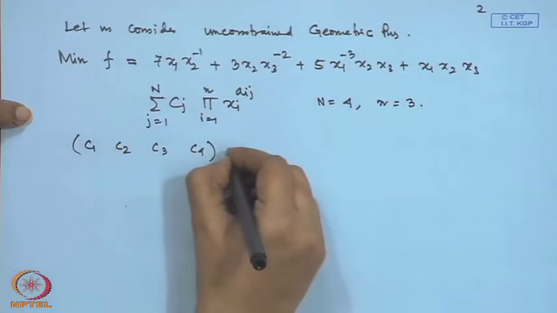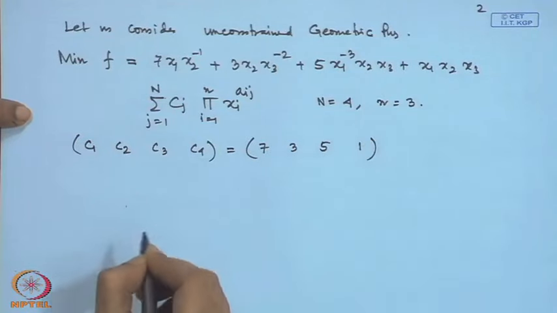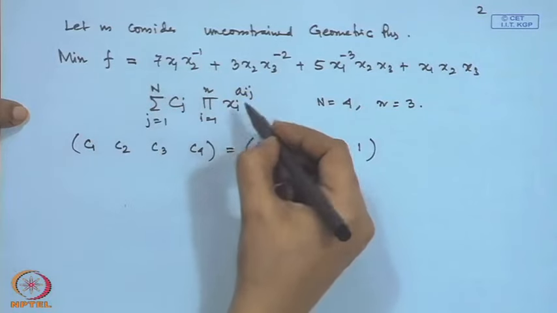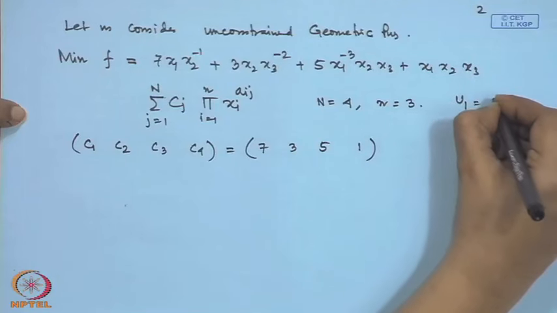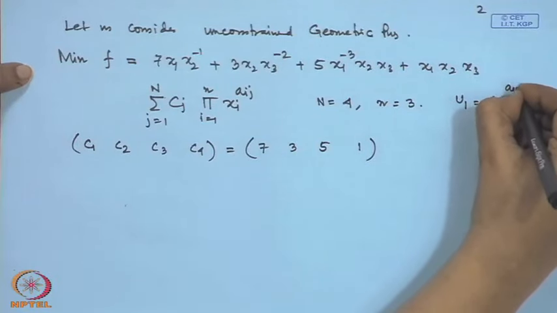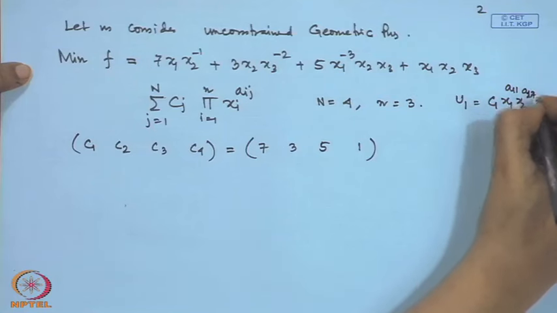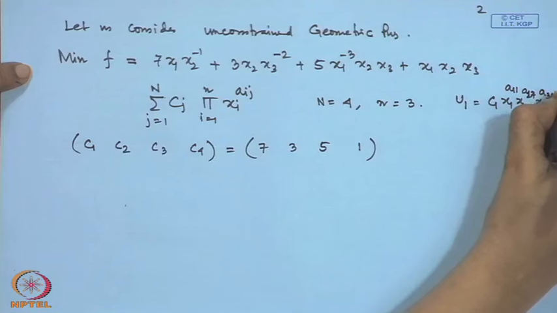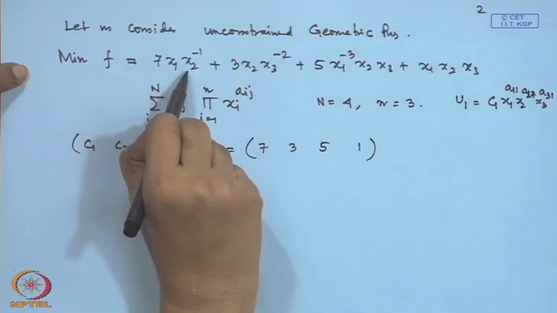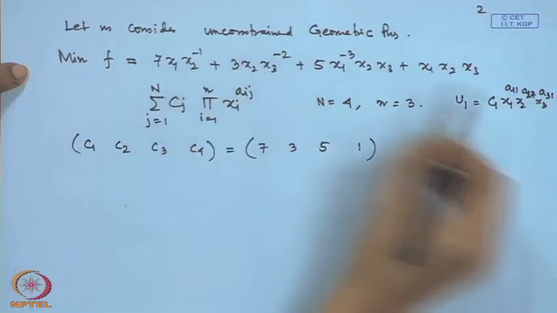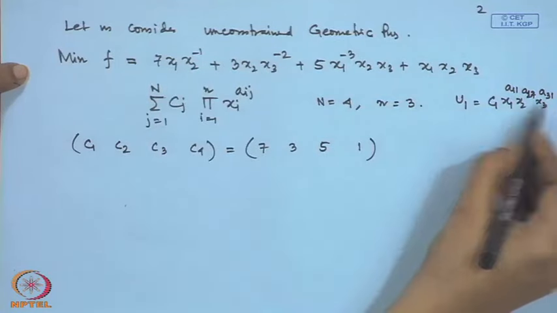These are the coefficients we are considering: 7, 3, 5, 1. And what about the powers? In the first term, u1 is equal to c1 x1 to the power a11, x2 to the power a21, x3 to the power a31. Then from the first term, a11 is 1, a21 is minus 1, and a31 is 1.